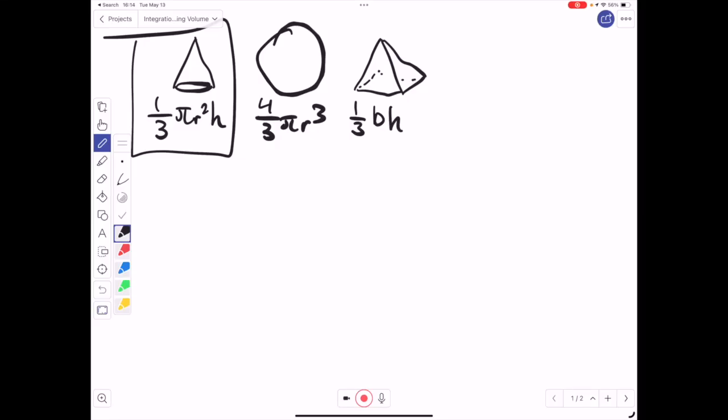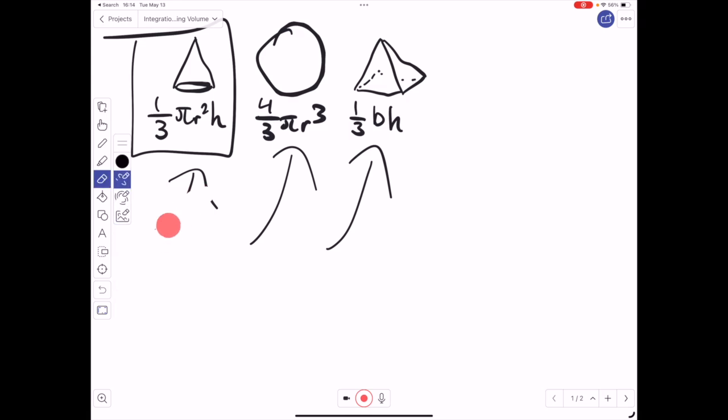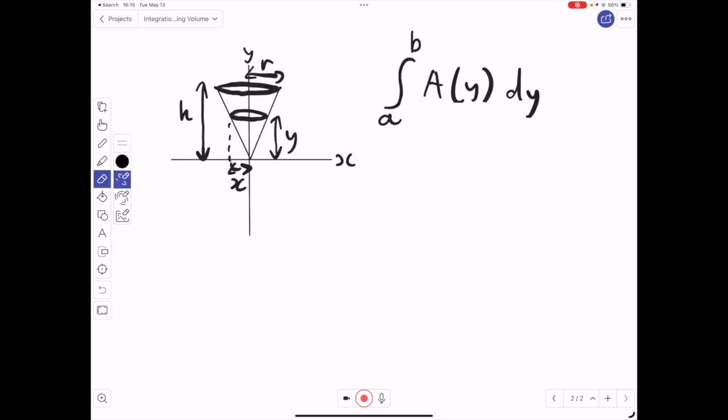Hello everyone, this is a tutorial on how to use integration to find the volume of different shapes. So we're going to be looking at a cone, a sphere, and a pyramid. So first, let's go and look at the cone.